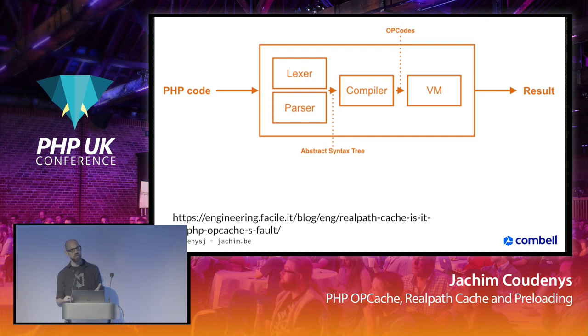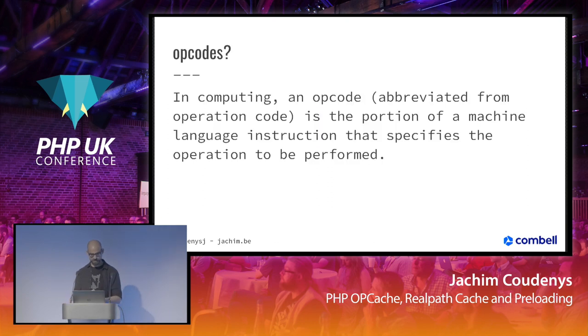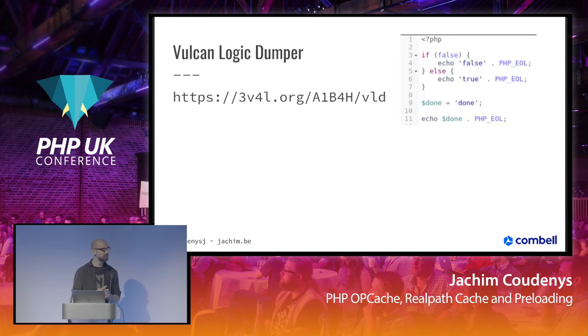So we have the abstract syntax tree, and then the next step is the opcodes. But what are opcodes? In computing, an operation code is the portion of a machine language instruction that specifies the operation to be performed. What does it mean in the context of PHP? If you want to have a look at what opcodes are available and being used in PHP, you can go to 3v4l.org, where you can run a lot of PHP scripts over all the versions that are available.